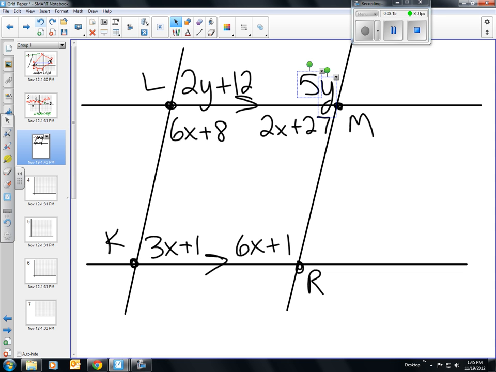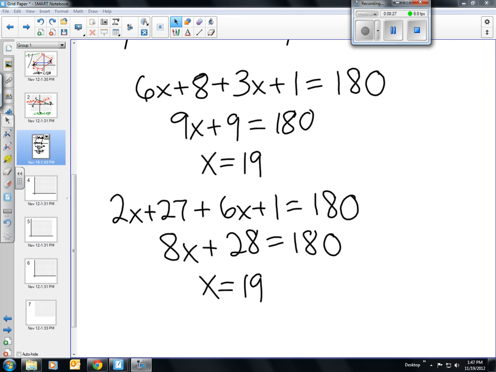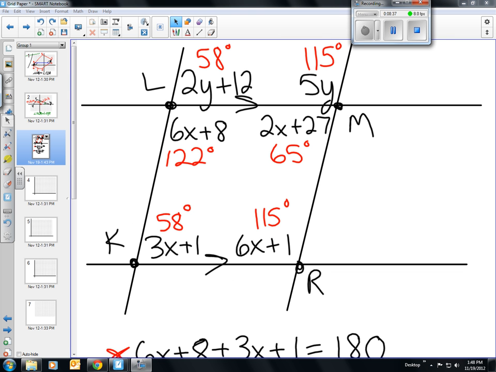Be careful there, and also make sure that when you're solving for x or y, the value of x and y does not have to come out to be a whole number answer. It can come out to be a decimal answer. So for this one, the only two equations you could actually write here would be this one or this one. And in both equations, you get x is equal to 19. And then once you find x in your equations, you can basically find all the angle measures of the diagram.